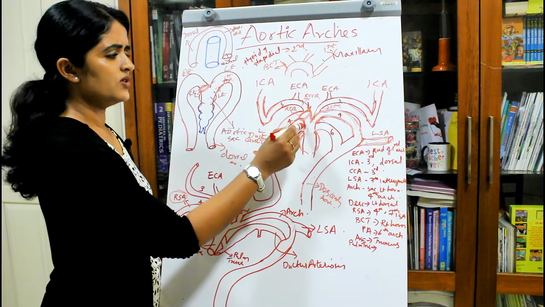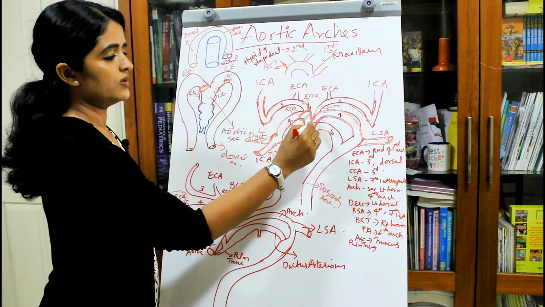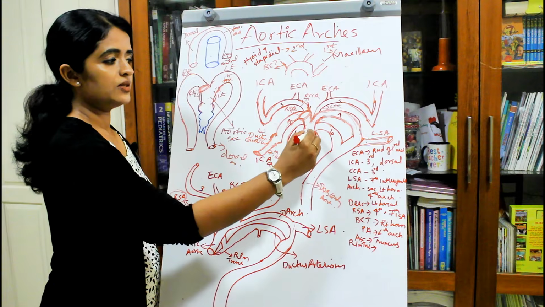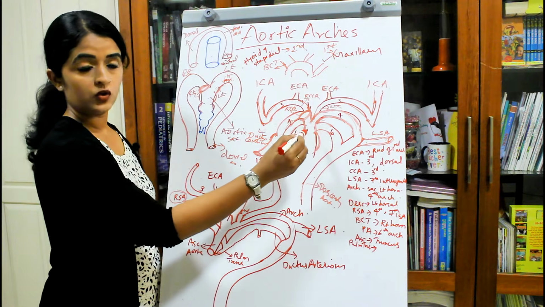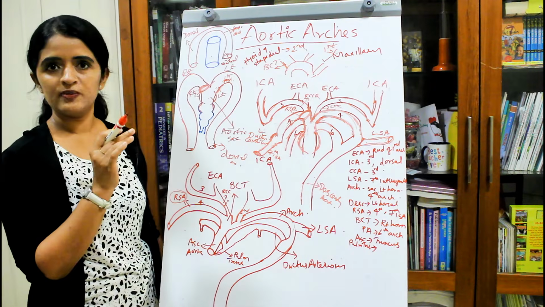Now one more artery is here. This is the 6th arch artery. Okay, the 6th arch artery is actually dorsally placed. We mentioned that in the aortic sac, ventrally you have the communication of the 3rd and 4th, and dorsally you have the 6th arch. Hope you remember that.